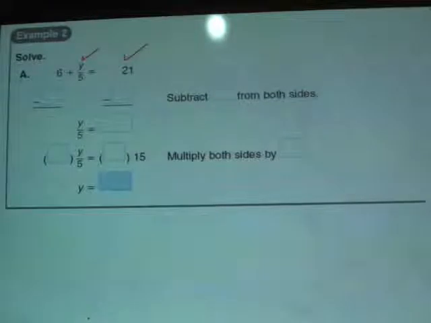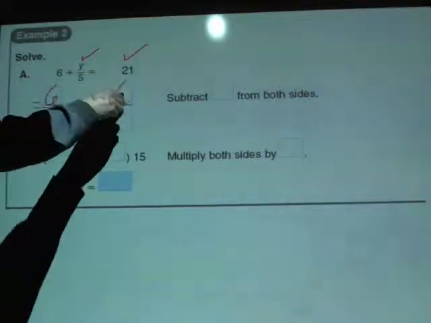As you can see, we're dividing y by 5, so it's directly connected to the variable, which means it's going last, which means the 6 has to go first. So I'm going to get rid of 6. When I want to move something to the opposite side, I'm going to do the opposite, and that means I'm subtracting 6 from both sides.